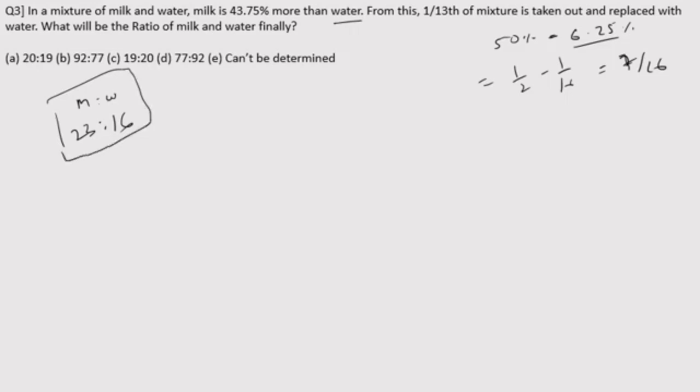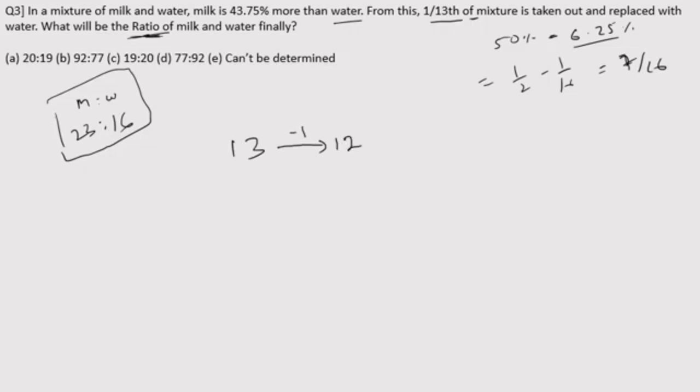Now question says, from this mixture 1 by 13th of the mixture is taken out and replaced with water. Okay, as I don't have the volume, and finally we have been asked to find the ratio, let me do it this way. Initial volume I will assume 13 because it is saying 1 by 13th of the mixture. So let's assume initial volume was 13 liters mixture. From that 1 by 13 is removed. If 1 by 13 is removed, guys, can I say only 1 by 13 of 13 is 1? So 1 liter mixture is removed.